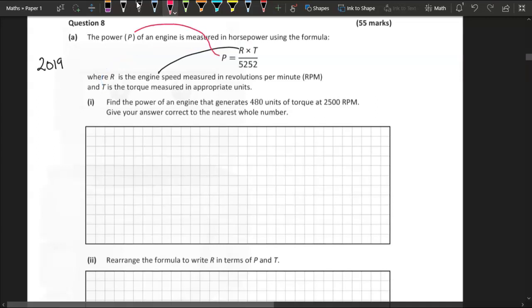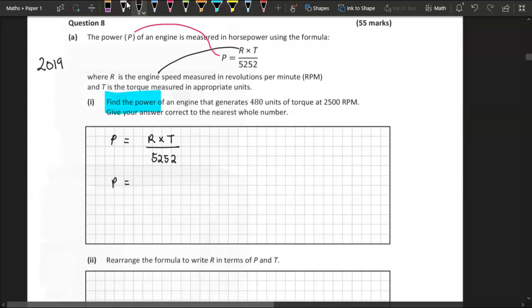So one, find the power of an engine that generates 480 units of torque at 2500 RPM and give your answer correct to the nearest whole number. So always identify what it is you're looking for. It's asking you to find the power. So if you want to find the power, you're going to be using the P formula. So it's going to be P equals R multiplied by T all over 5252. And then just drop in your numbers as you can.